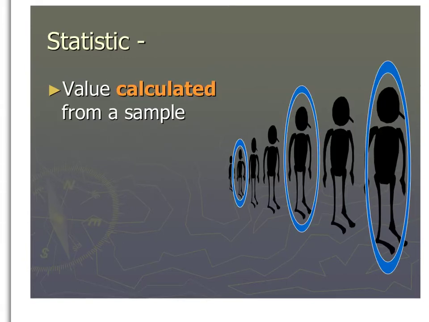Next we have a statistic, which is a value that is calculated from the sample. So we take that population, we take a sample of the population, which is a portion of it, representative of the entire population, and we can calculate statistics from that. So again, you can remember this because statistic starts with S, as does sample.